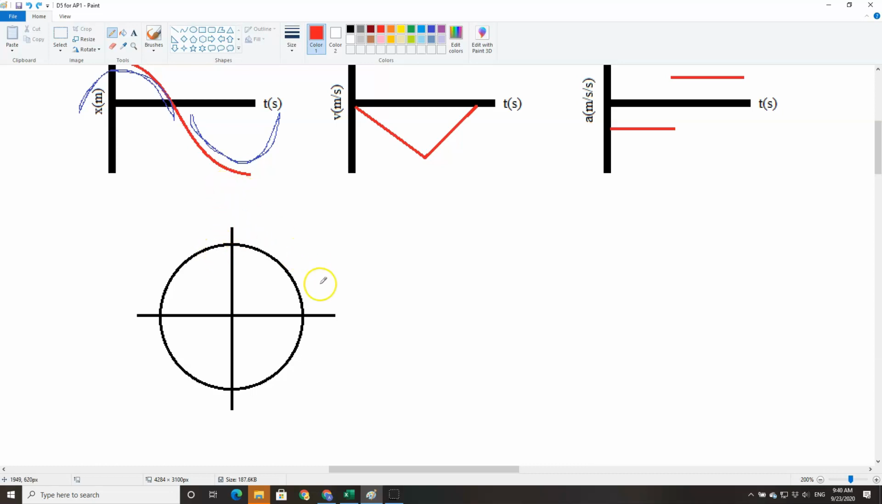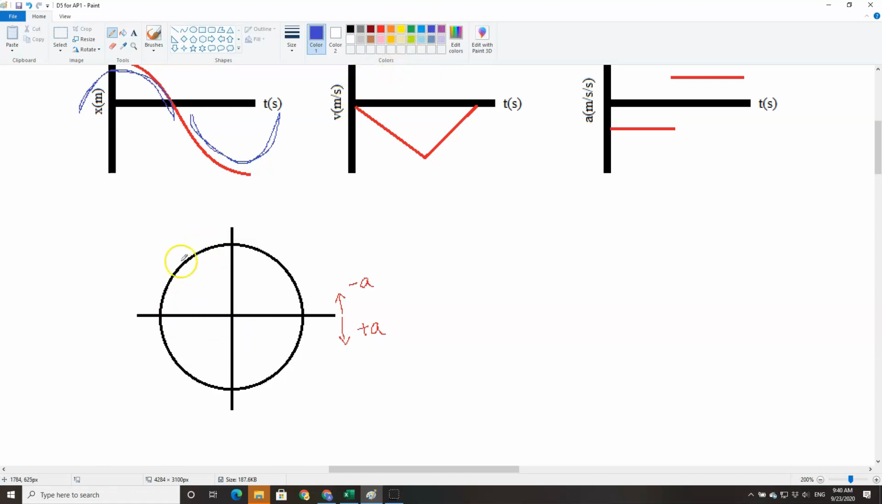What I can tell you is if you are at one of the upper curves, that means you're concave down and that gives you a negative acceleration. If you're at one of the bottom curves, that means you're concave up and that's a positive acceleration.